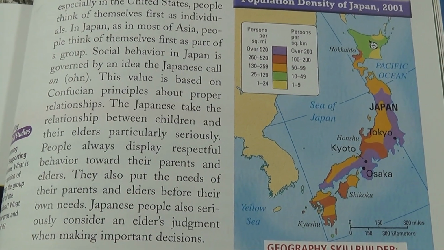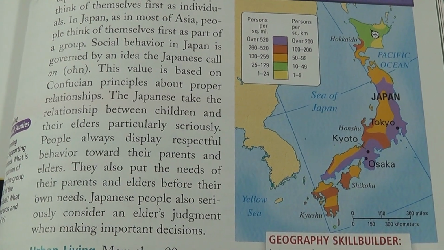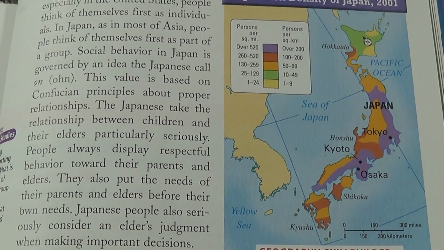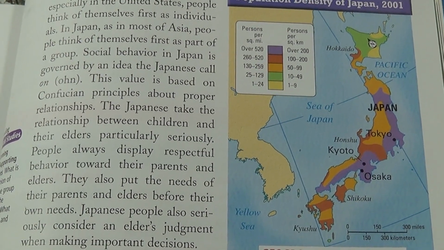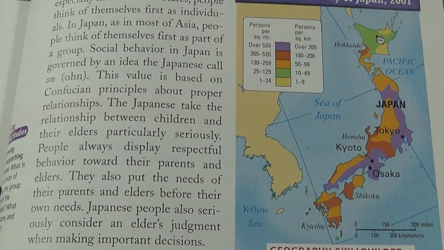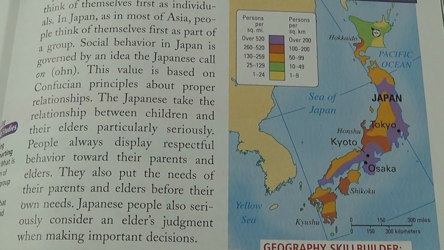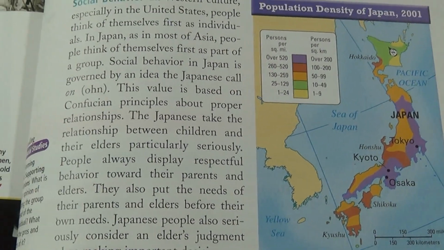Number 1 is between 130 and 520 people per square mile. You must have the label people per square mile, or you would get that wrong on the test. And number 2 is Hokkaido. So let's go through how to do that.